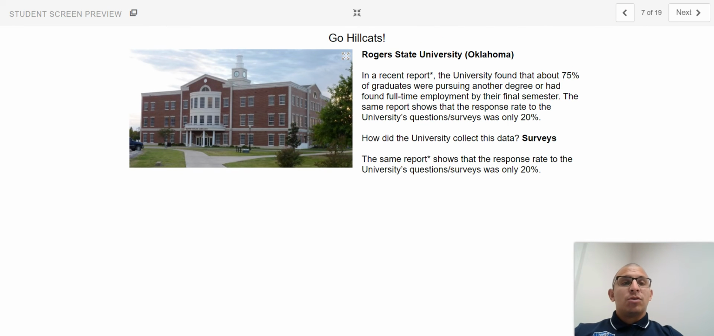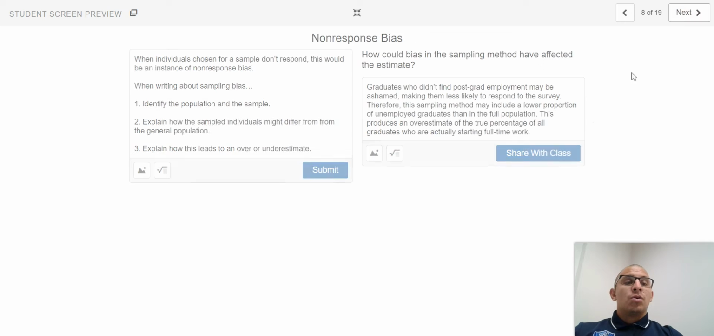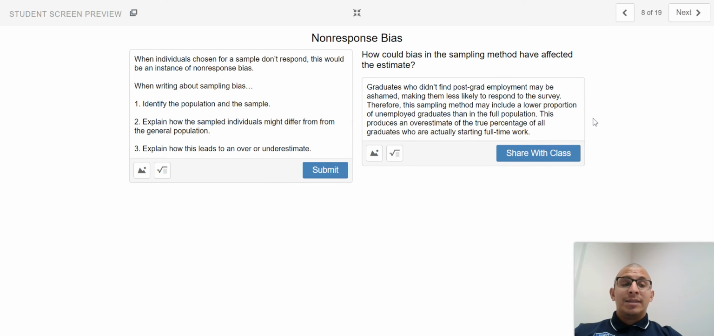And once more, if we take a look, we only had 20% of people respond of the 75% of graduates who were pursuing another degree. So that means 80% did not respond. We can't assume them to be all graduates who solely had jobs or graduates who solely did not have jobs. Okay, but that little percentage that responded could be assumed to be a form of bias.